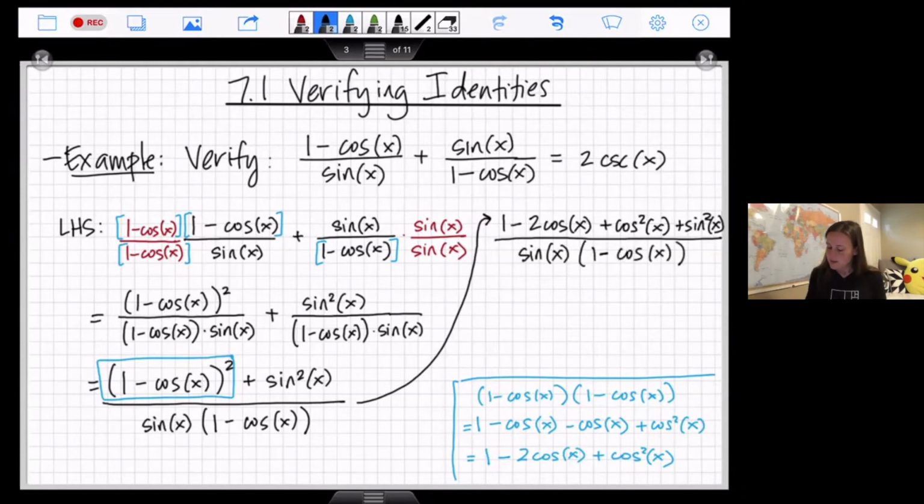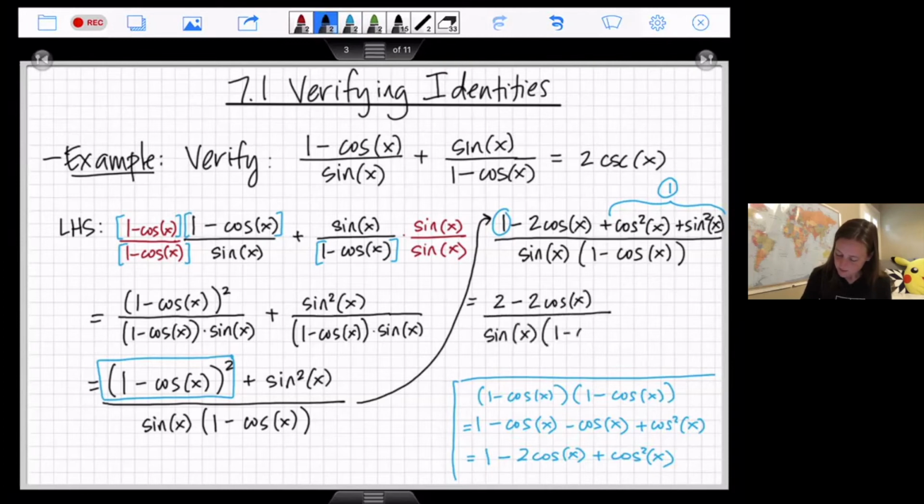All right, and this is good because I've got this thing right here, cosine squared plus sine squared, always equal to 1. So I can combine that with this one and get 2 minus 2 cosine x up top over sine x times 1 minus cosine x. All right, and I'm almost ready. I'm going to get rid of my blue box because I need a little bit more room.